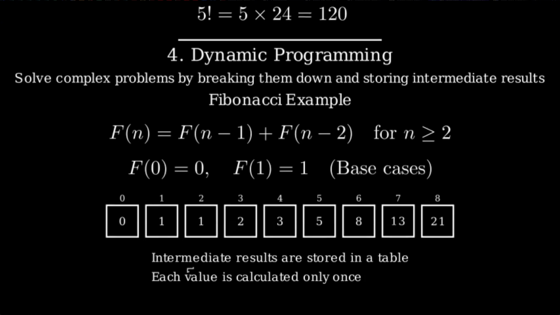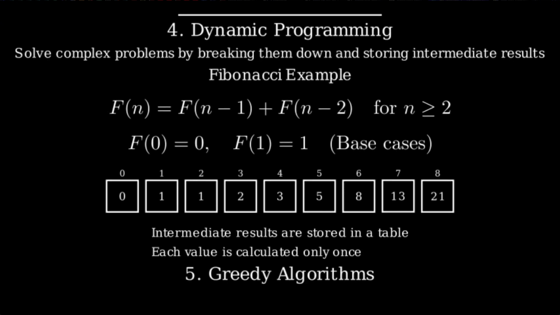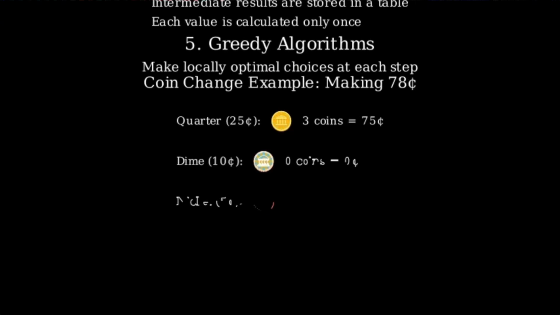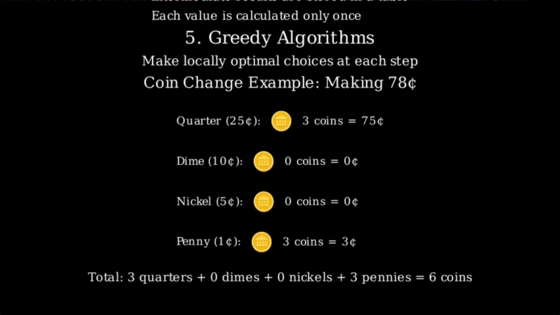Greedy algorithms make locally optimal choices at each step. These algorithms always select what currently looks like the best option, hoping that these local optimums will lead to a global optimum. A classic example is the coin change problem when using a system like US currency. To make change with the minimum number of coins, we can greedily select the largest coin denomination that's less than or equal to the remaining amount at each step.